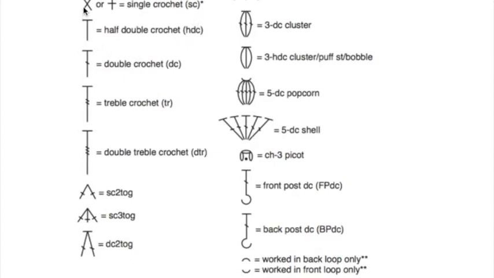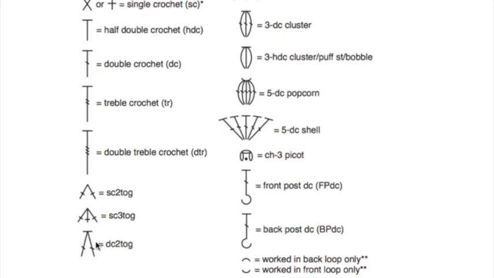So the first symbol that you might see is an oval shape, which is the chain stitch, the simple dot, which is the slip stitch. Next, you might see an X or a plus, which is a single crochet. Next up, you might see a T. Whenever you see a T in your pattern, that simply means you'd have to do a half double crochet. If you see a T with a slash in the middle, you will do a double crochet. If you see a T and two slashes, it's a triple crochet, and so on.